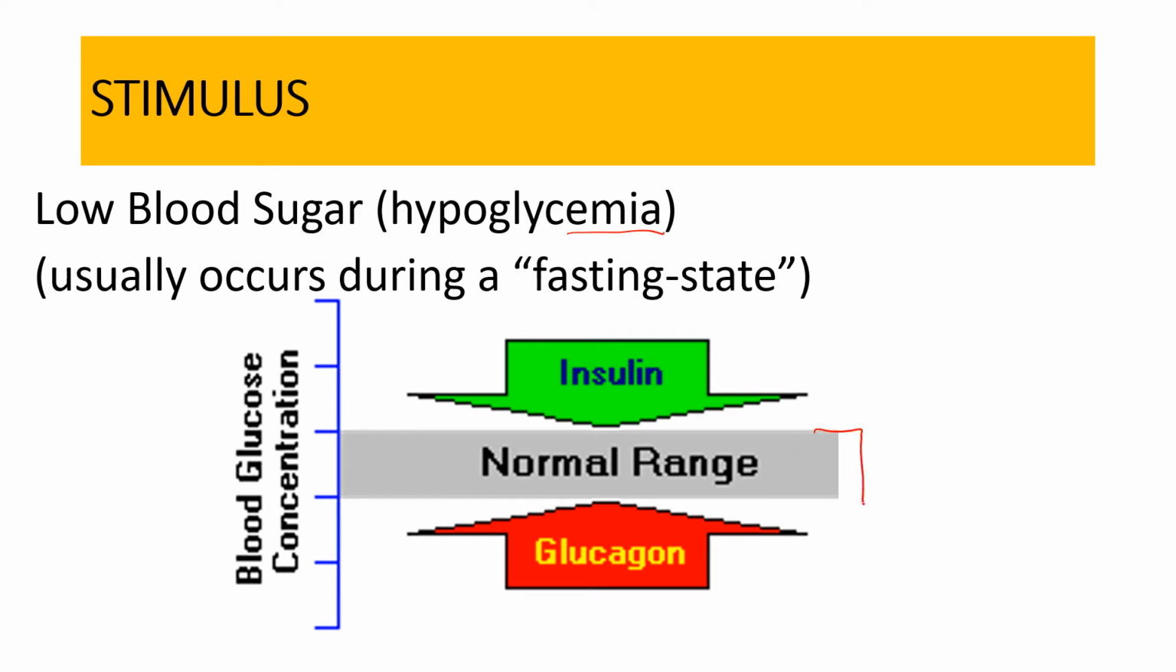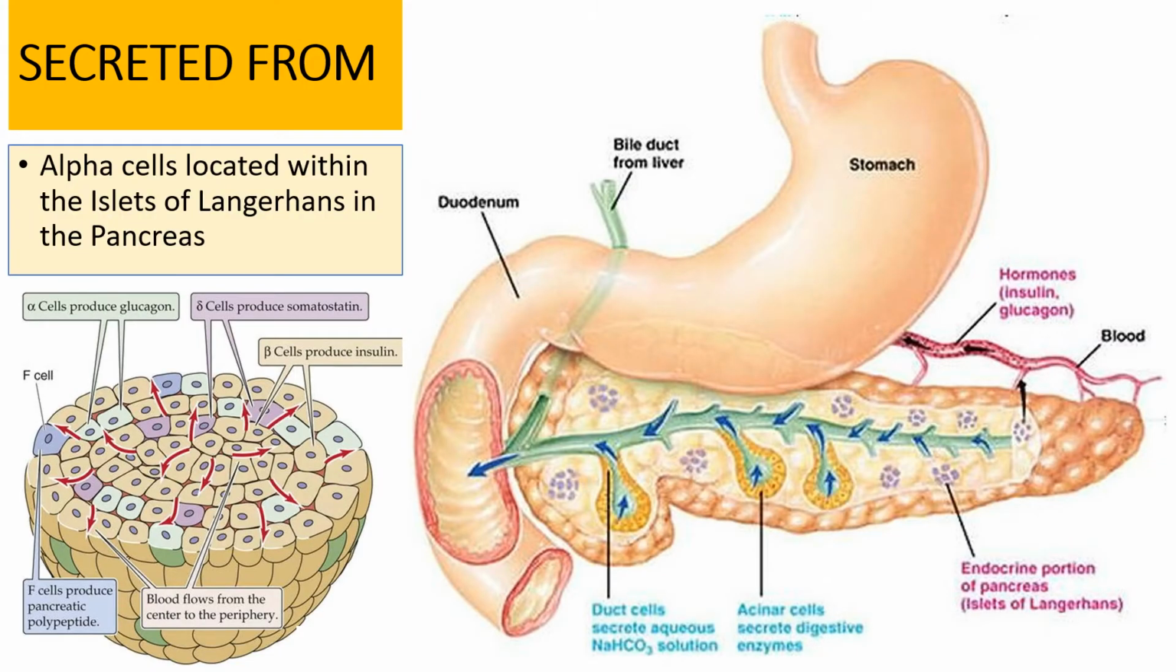So the normal range for blood glucose, let's say it sits in this range about 70 to 120 milligrams per deciliter. And then if it goes above that, insulin will be secreted. If it goes below that, glucagon will be secreted. So glucagon is the discussion for today as far as low blood sugar goes.